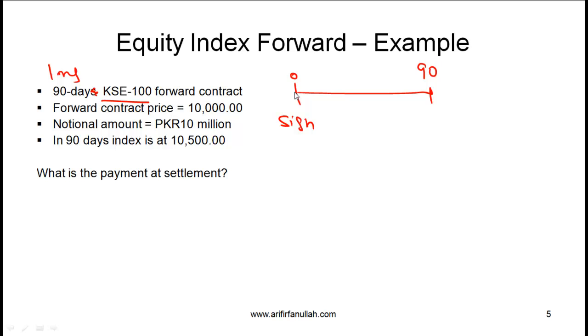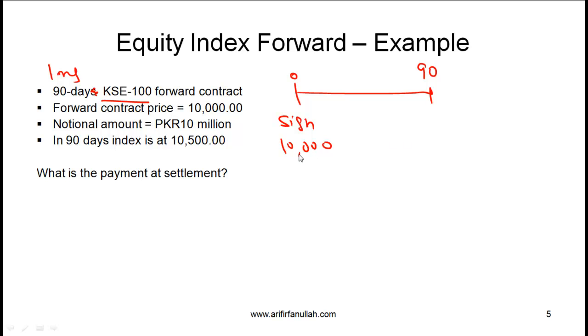The dealer, for example, might be UBL, a large bank here in Pakistan. So you go to UBL and you sign a contract that says that basically in the signed document the contract price against the index is 10,000. Now this is the contract price.